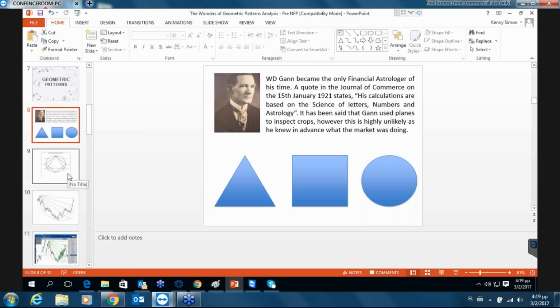So you guys may have heard about the Gann technique and everything. He is termed as a financial astrologer and everything else, but more than that, he is a trader. And he seemed to have some records in trading for the U.S. government, trading with big corporations, and he's been named one of the most successful traders of all time for the entire United States of America as well. So a quote in the Journal of Commerce has said that his calculations are based on the science of letters, numbers, astrology, all this kind of thing. He combines it. It has said that Gann used planes to inspect crops. However, this is highly unlikely and things like that. So there's a lot of things you can read about W.D. Gann, but I'm not saying that I'm actually just following whatever he's taught.